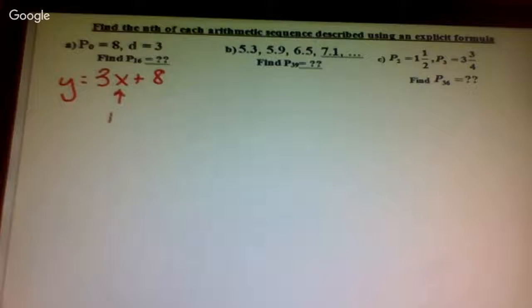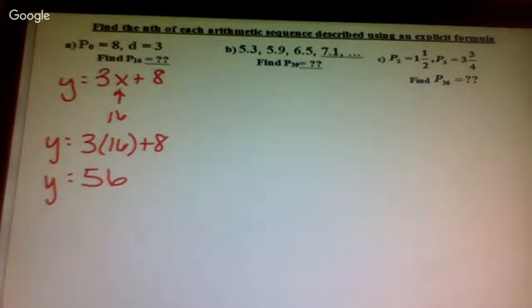So 16 goes in here for x. So y equals 3 times 16 plus 8. Y is going to equal what? 56. Perfect.